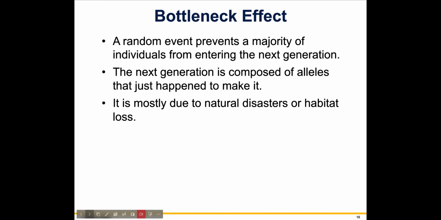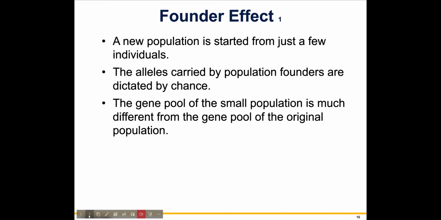And it's usually some kind of random event, a fire, a flood, a landslide, something that then prevents the majority of individuals from surviving, getting to that next generation. And then the alleles are different. Again, founder effect works similarly, but is not this big natural disaster. It's just that a new population is started from a few individuals, and whatever individuals are those founders, well, their genes are the ones in the new population.